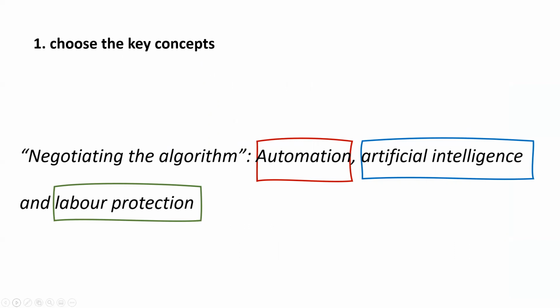I took them from the title of the article, but you can also use the keywords that are always available for all academic articles. You can also go through the abstract and maybe you will find some keywords and key topics there.